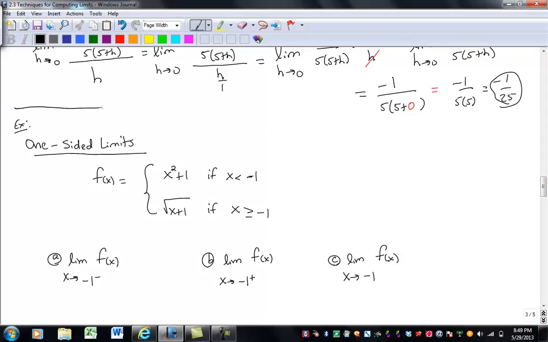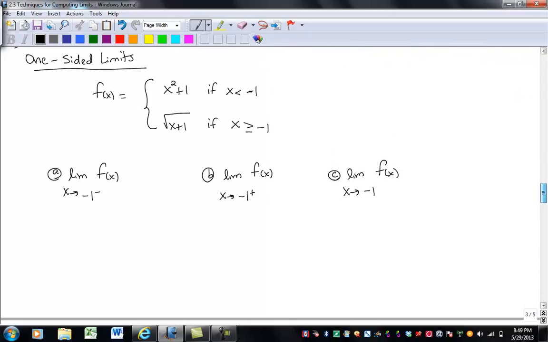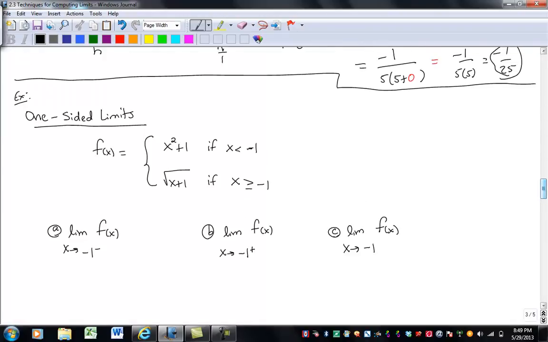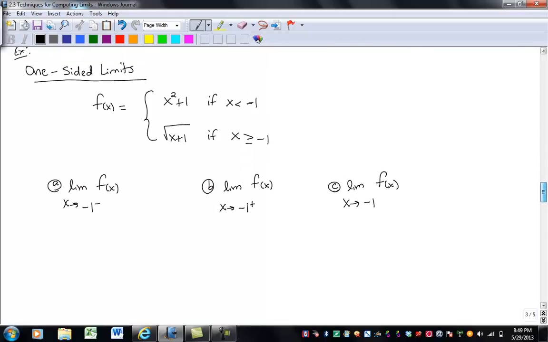So the last limit topic is one-sided limits. These are limits of piecewise functions that are different on the two sides. For example, here's a piecewise defined function. It says that f of x is x squared plus 1 when x is less than negative 1, and square root of x plus 1 if x is greater than negative 1. And the problem is asking about the limit as I go towards negative 1, which is where these two functions are glued together.